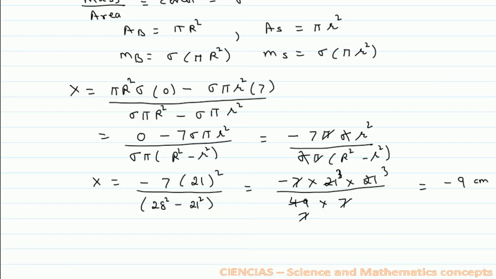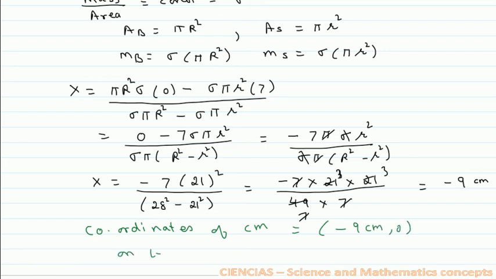So now what are the coordinates of center of mass? Coordinates of center of mass are minus 9 centimeter, 0 centimeter. That means it will be on the left of the origin.